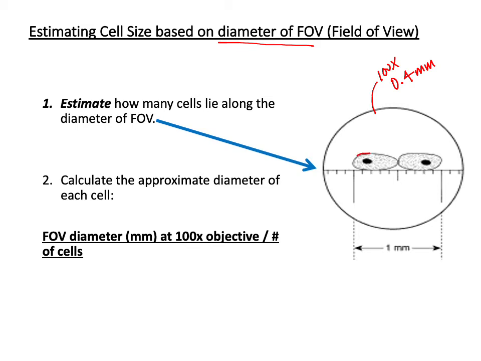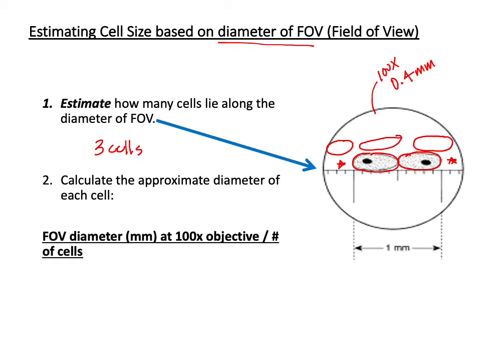Right now I have these two cells that are sitting smack dab in the middle of my field of view, but I have white space on the left and the right. If I push these cells to the right in my mind, it looks like I could fit probably a third cell in that open space. So for step number one, estimate how many cells lie along the diameter of the field of view, I'm going to say that I could fit probably 3 cells here. I'm going to use that number for step two to calculate the approximate diameter of each cell.